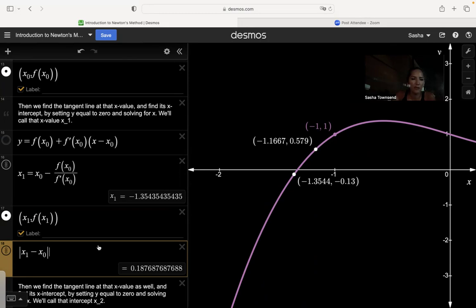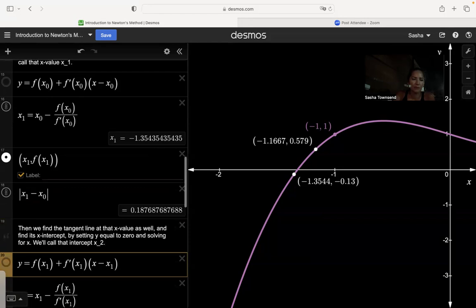So the difference between those two x values is still pretty large. It's larger than we want. Usually we want the difference between those successive x values to be pretty small, like I'd like to see something like 0.00 something. So I will iterate again. I'll do the same thing. I'm at this location. I'm calling this value of x x1, and I'll find a tangent line at x1.